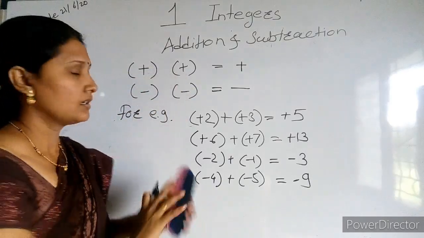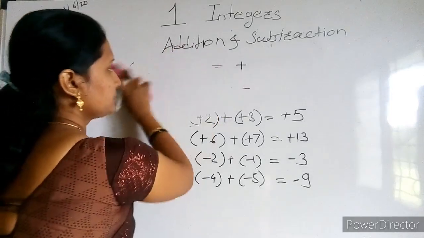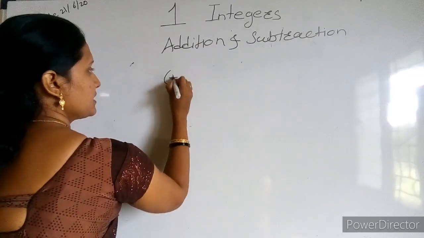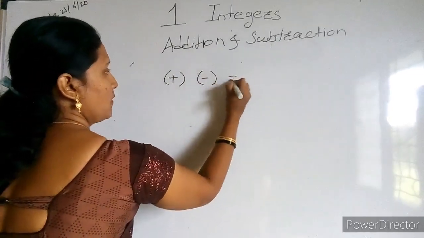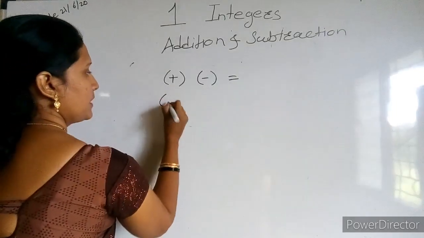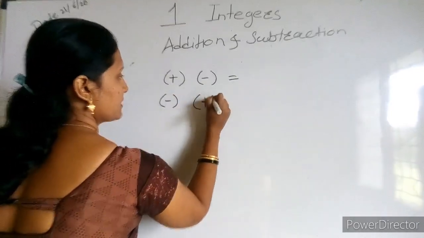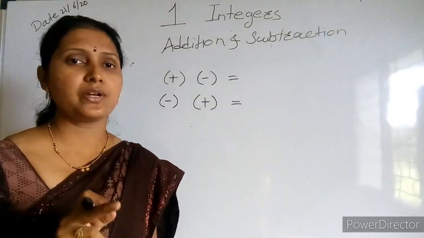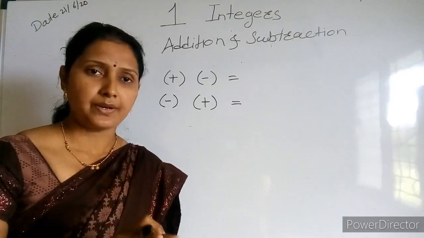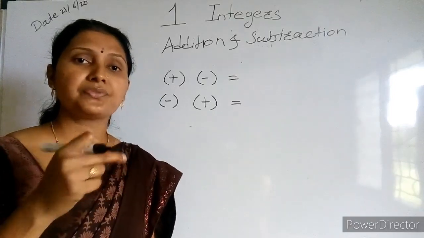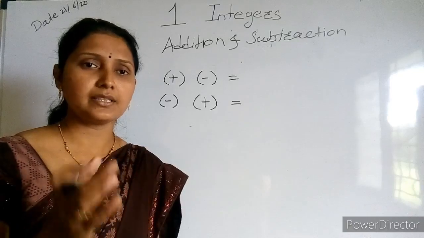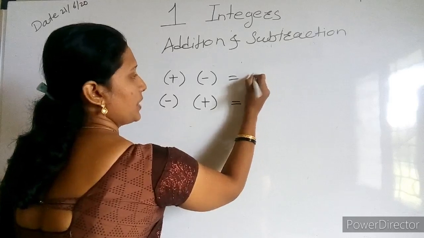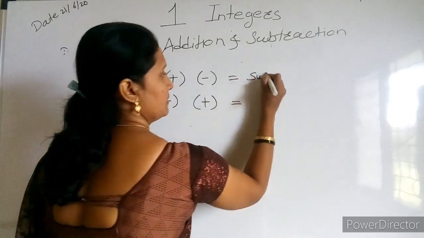So what if the integers have different signs? That means one is positive and one is negative, or the first is negative and the second is positive. In that case, we have to do subtraction and give the sign of the bigger number, the greatest number, and that is our answer.